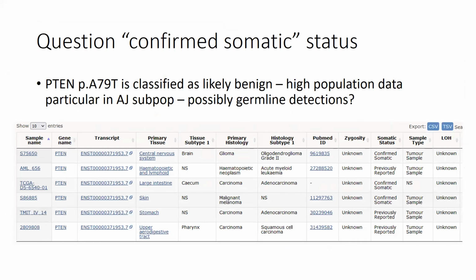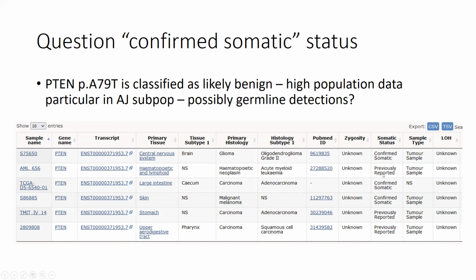My issue with the confirmed somatic thing is I actually kind of tested COSMIC by looking up a PTEN variant that we've classified as likely benign. It has high population data. When you're doing tumor testing, you're not leaving out the germline. You're testing the patient's tumor environment. They might have loss of heterozygosity of the wild type allele. They might not, and if they don't, you're going to be able to detect germline variants in tumor testing.